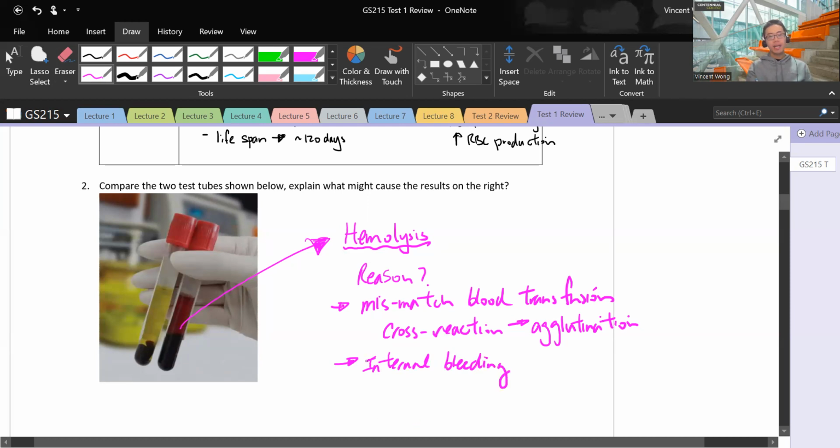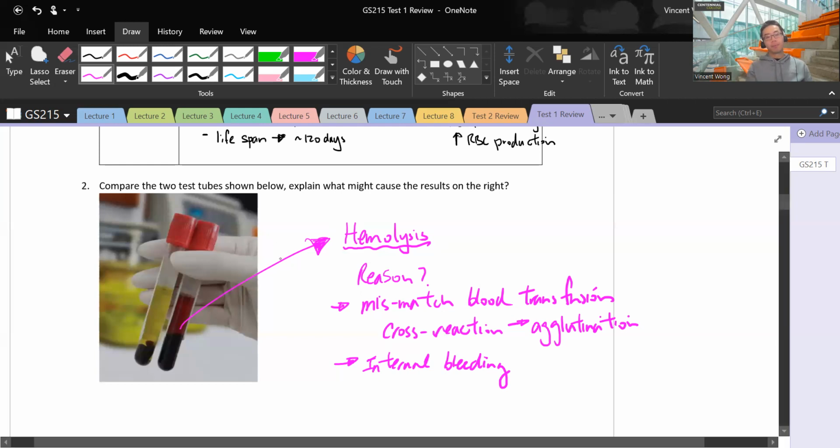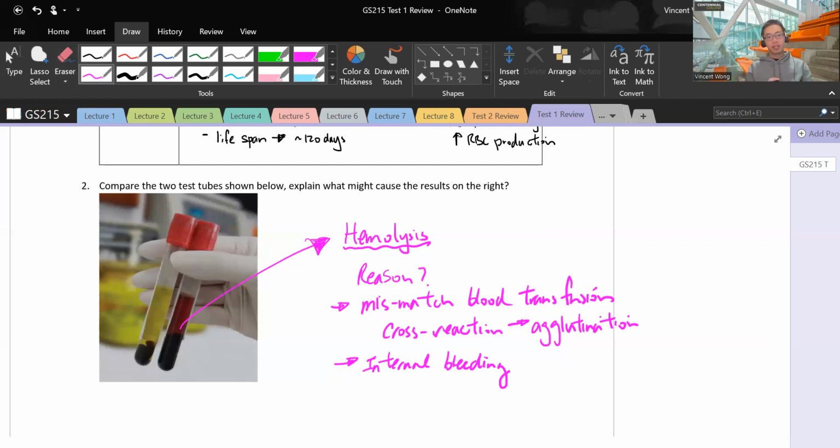Okay, and if this happens, the person would be severely anemic, right? Their hemoglobin level would be very, very, very low. I mean, it would all be in the blood, so the hemoglobin is not really doing its job. If you check the hemoglobin in the red cells, it would be very low, and definitely you will need to perform some kind of transfusion.